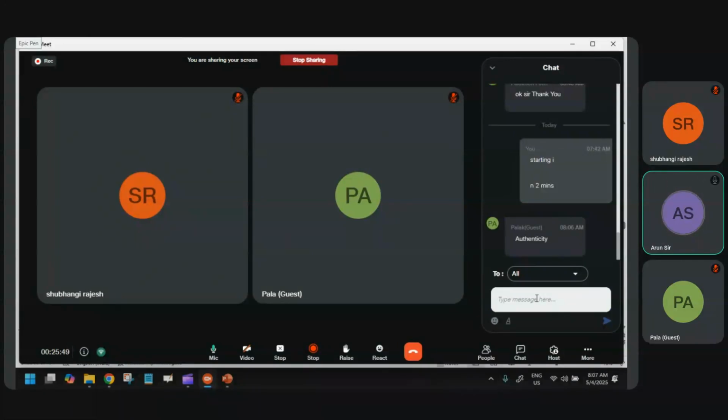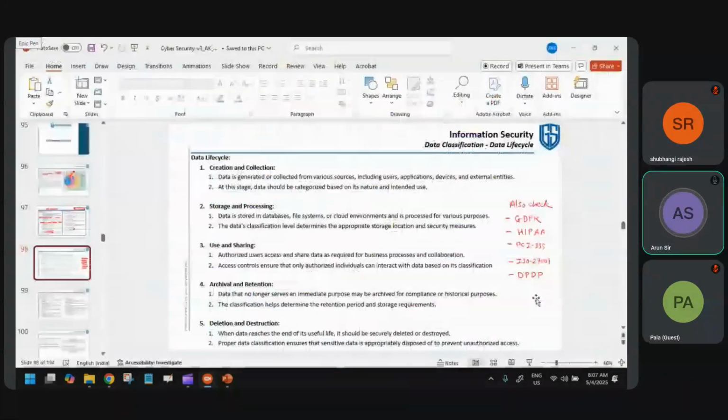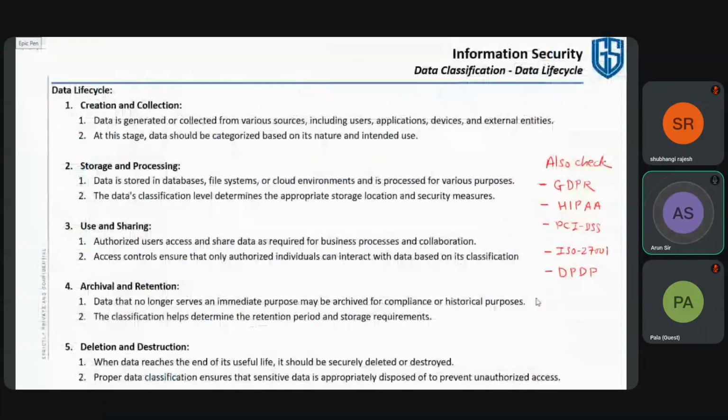So it is required that we go with these names and know how GDPR and other things are helping. I'll even give you the links. Links are very easy to get, and I'll post the link as well so that you can refer to this GDPR.